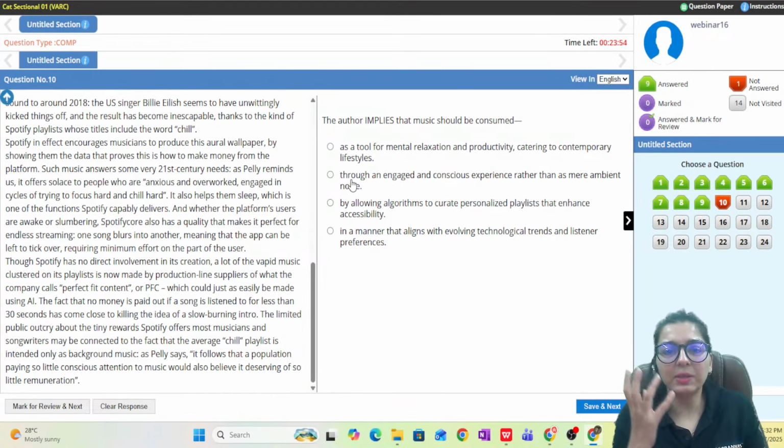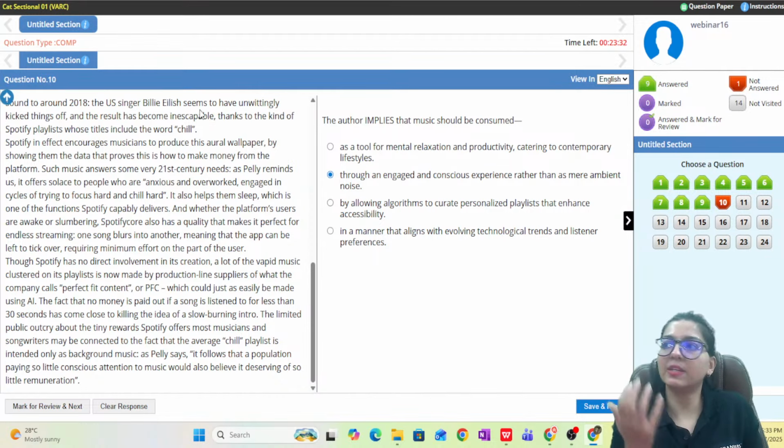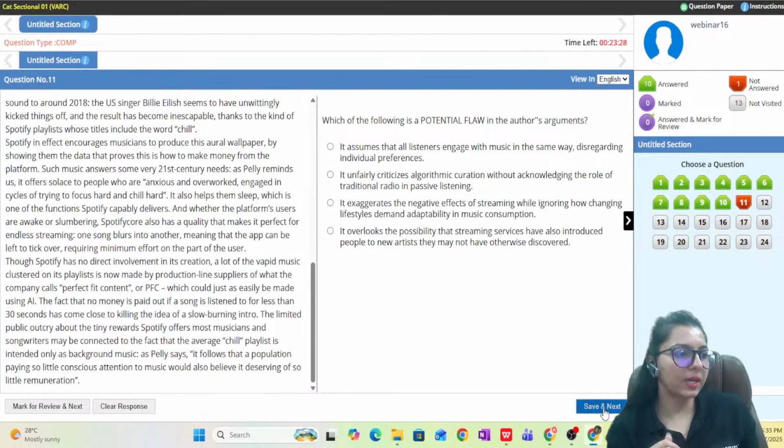Yes, it's not just noise. Meaning, it's something which is a very conscious experience. Makes sense. So far, B seems to be better than A. By allowing algorithms to curate personalized, okay, that's not how music should be consumed. Music is not noise. Music is an experience. So that's what he says. B is not right. C is not right. In a manner that aligns with evolving technological trends and listening? No, that's not it. Spotify only pushes to the top of the playlist all the things that have made it, that is the recurrence. So I'm pretty sure my answer over here is going to be correct.